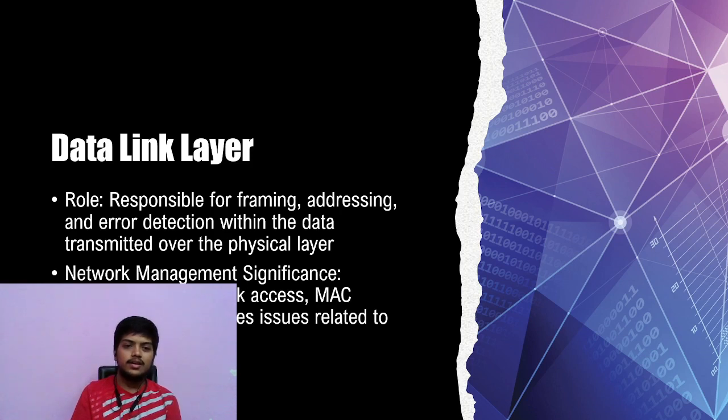Next, the data link layer: role and its significance. Role: framing, addressing, and error detection within the data transmitted over the physical layer. Network management significance: local network access, MAC addressing, and resolving issues related to the data link layer.